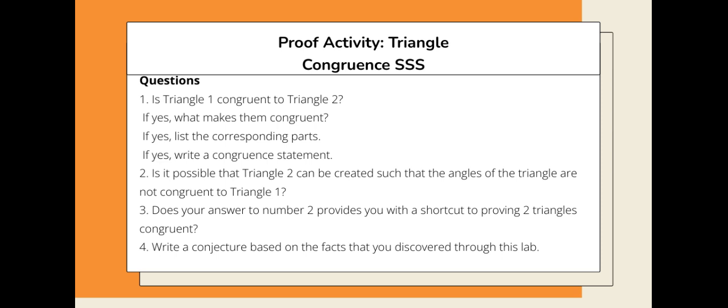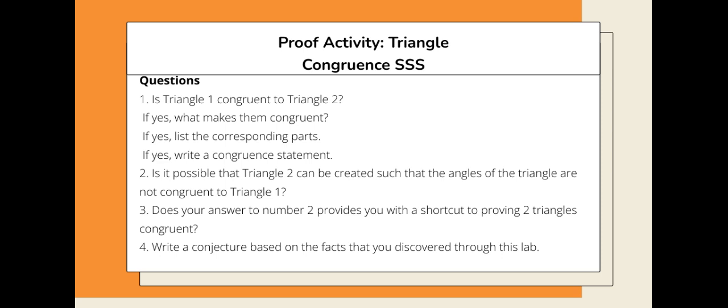Once that part of the activity is done and the 2 triangles are built in front of each group, the teacher should facilitate the discussion with the following questions. Do you think that triangles 1 and 2 are congruent? Why do you think they're congruent? What are the corresponding parts? Can you write the congruency statement?